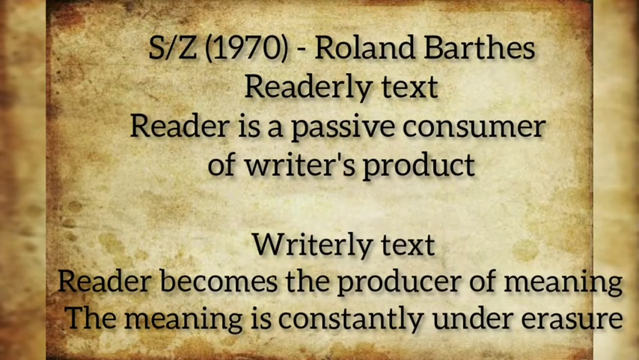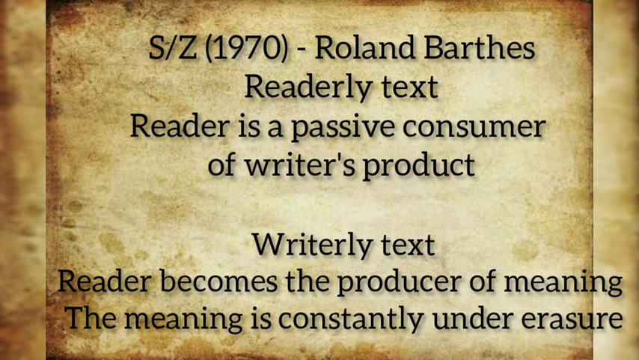In his 1970 book, S/Z, Roland Barthes formulated that the realist text, which is considered to be transparent, having a seemingly unitary meaning, invested by the author, and easily accessible to the reader, is a readerly text, in which the reader is only a passive and inert consumer of the author's product. On the contrary, the experimental text, which he calls the writerly text, requires the active participation of the reader in establishing the meaning of the text.